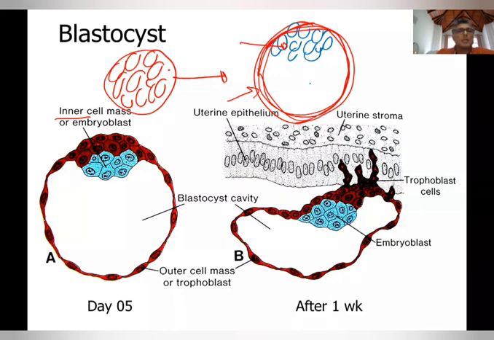Inner cell mass is also called embryoblast because that contributes to form the embryo. And the outer cell mass is also called trophoblast because that will ultimately give rise to the placenta. Okay. It is the trophoblast cells that have the ability to eat into the endometrium. This is the endometrium of the uterus. So you can see it eats into the endometrium of the uterus, and that is what we call implantation.